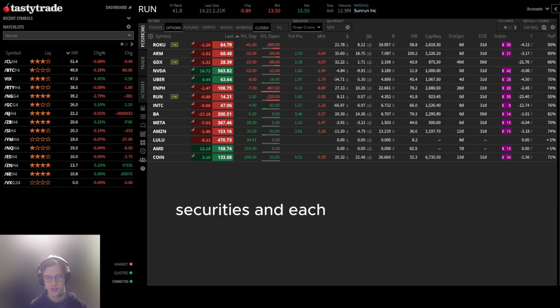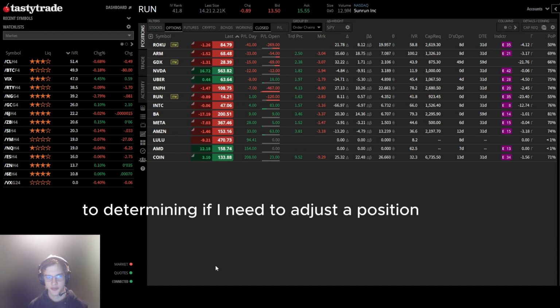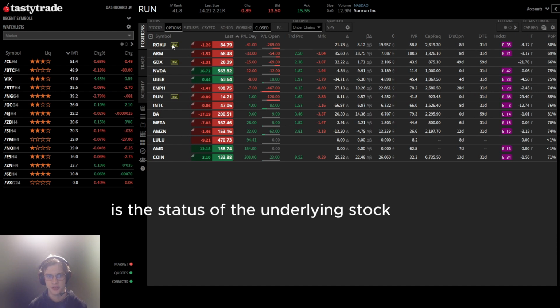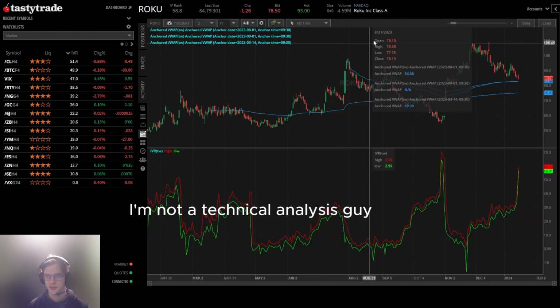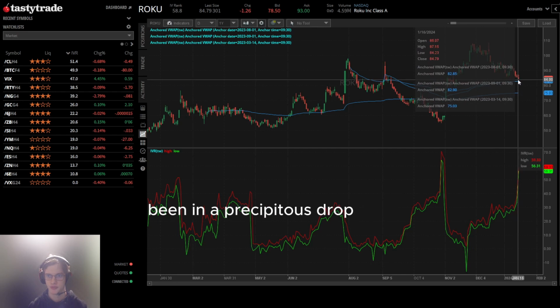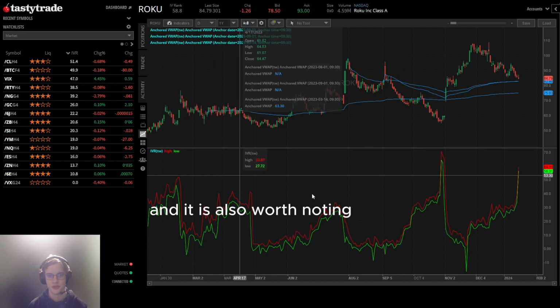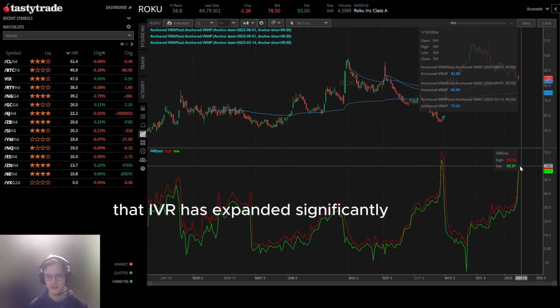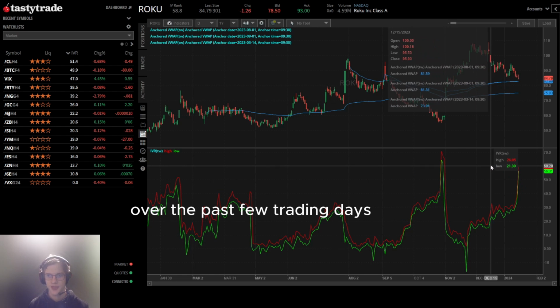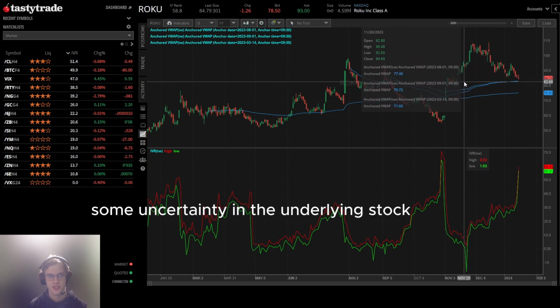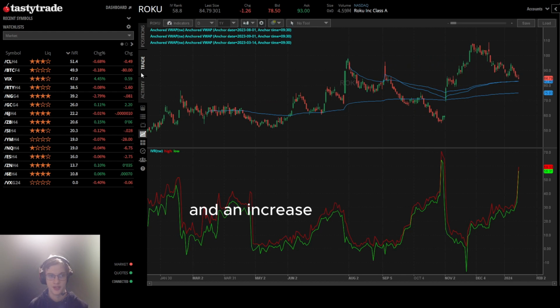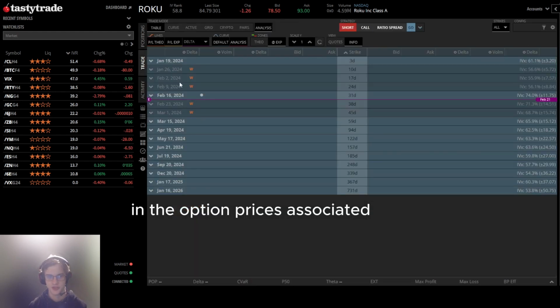Because options are derivative securities, and each position has an underlying stock as well, I think that one other useful input to determining if I need to adjust a position is the status of the underlying stock. I'm not a technical analysis guy, but it's worth noting here that Roku's been in a precipitous drop for the last month or so, and it is also worth noting that IVR has expanded significantly over the past few trading days. These indicate some uncertainty in the underlying stock and an increase in the option prices associated with that underlying, which is good information to know.